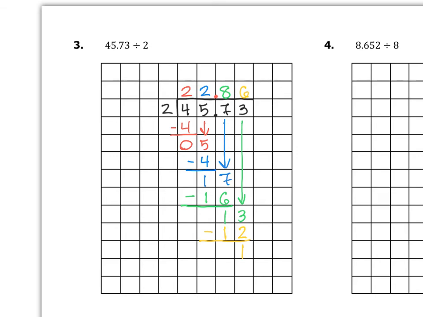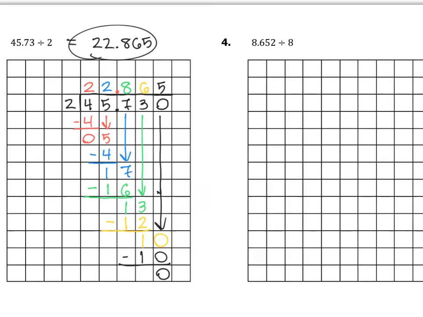So that means I need to keep going, and I do that by adding a 0 to the right of my 3. So now I can bring that 0 down to make this a 10, and take 2 into 10. 2 will go into 10 5 whole times, and now when I subtract, I get 0 here. So that means my answer is 22.865.